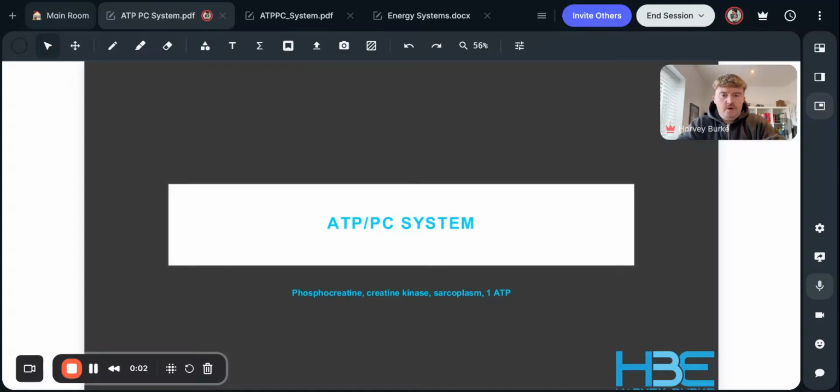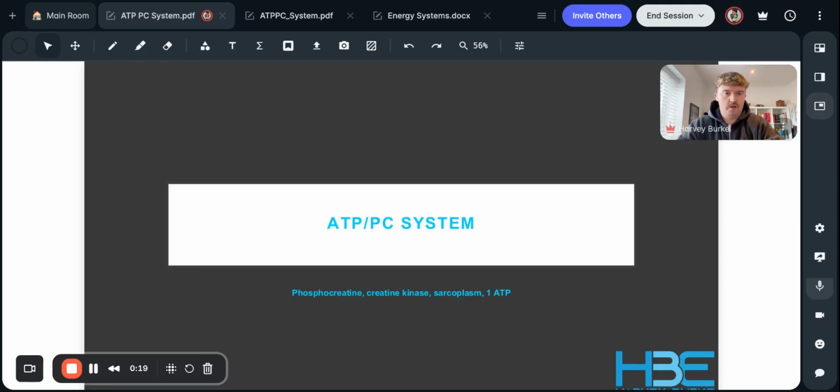Hi guys, so today we're going to go through the ATP PC system. This is one of the three energy systems that both AQA and OCR want you to be able to explain and also evaluate.